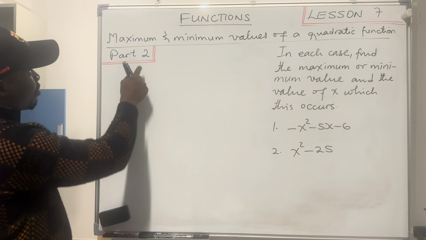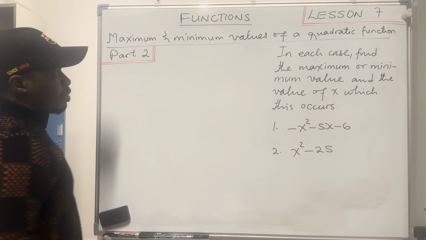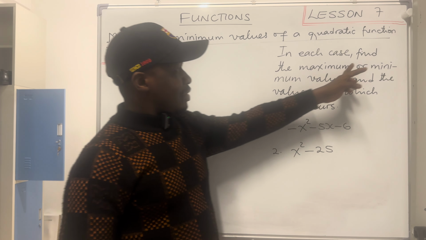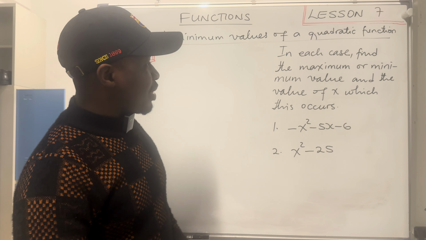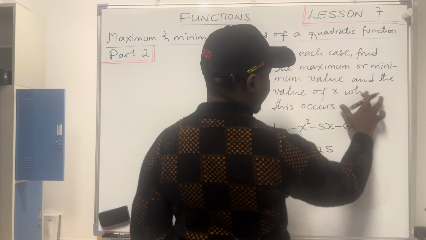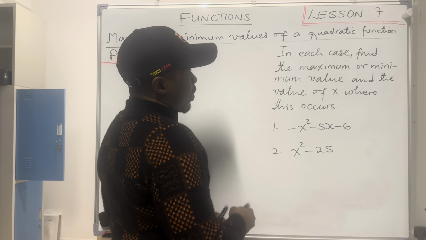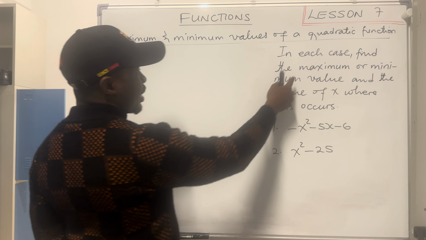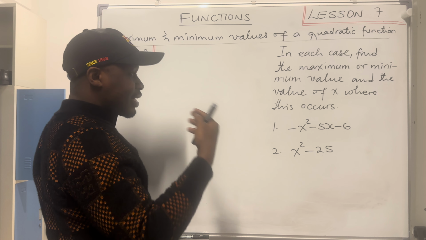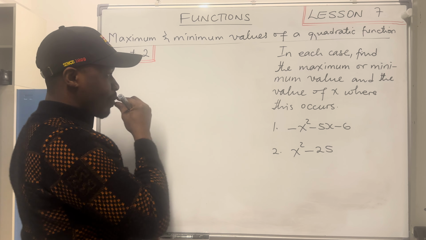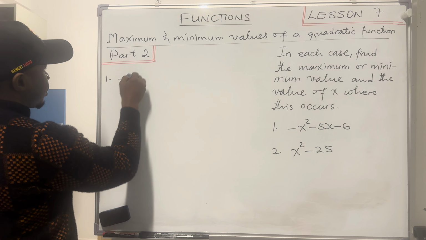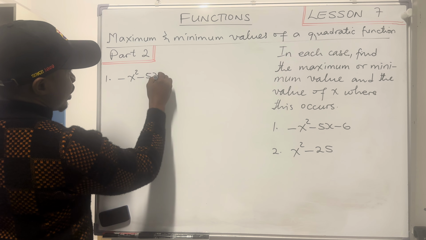This is the second part of maximum and minimum values of a quadratic function. In each case, find the maximum or minimum value and the value of x where this occurs. In each of these, find the maximum or minimum value and also the value of x where this maximum or minimum value occurs. Okay, the first one says minus x squared minus 5x minus 6.